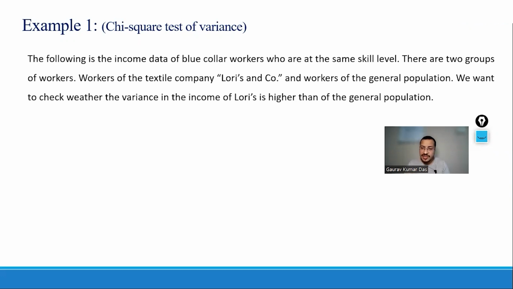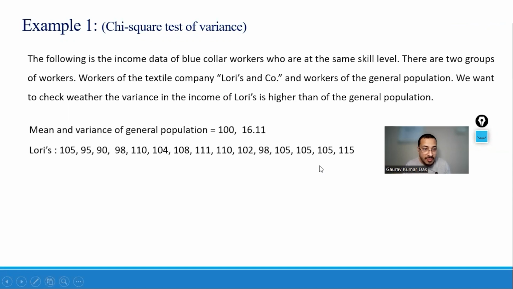So Lorries and Co. is basically a company and they have workers at different levels, like blue collar, white collar, whatever it is. So they are trying to see whether there is a variation in these blue collar workers, and whether this variation is significantly higher than in the general population. So basically they're trying to see the difference in the pay grades of blue collar workers for Lorries and Co. So let's just look at the data points.